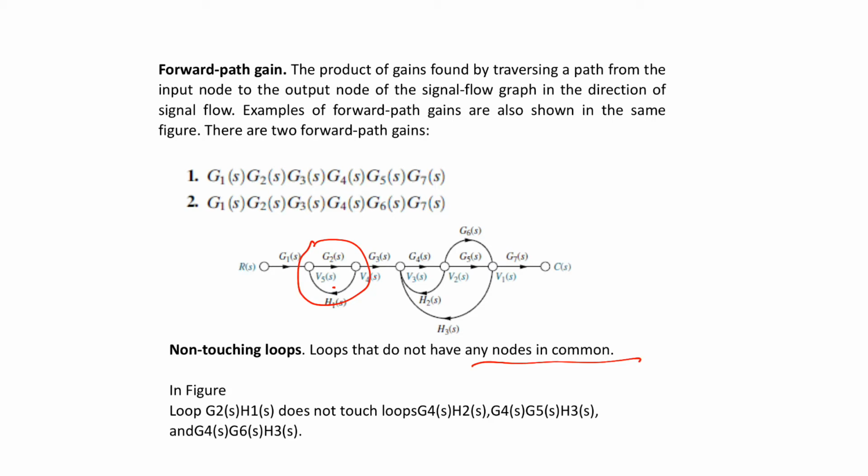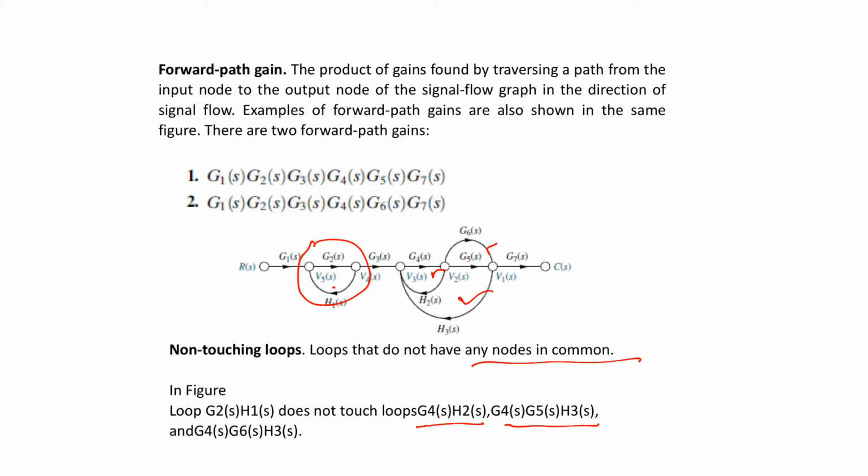So in the figure, loop G2H1 does not touch the loops G4H2, G4G5H3, and G4G6H3.